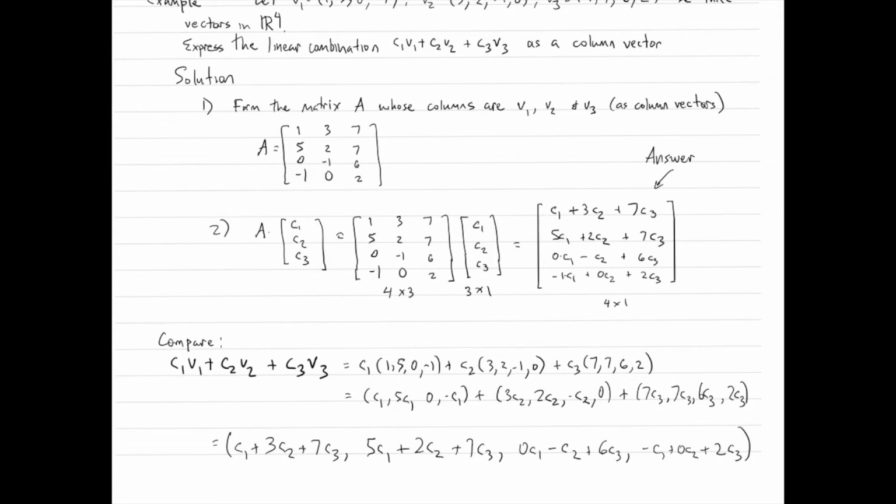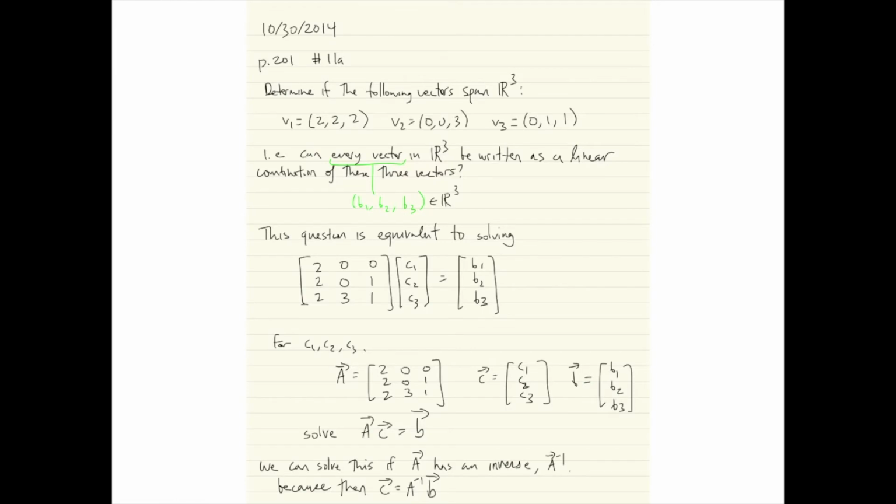And so they're both correct ways to do this problem, but because matrix multiplication is a bit more useful theoretically, we're going to start switching to this column notation for expressing vectors. Okay, here's an example from Anton, page 201, number 11a, and it says, determine if the following vectors in R3 span R3.